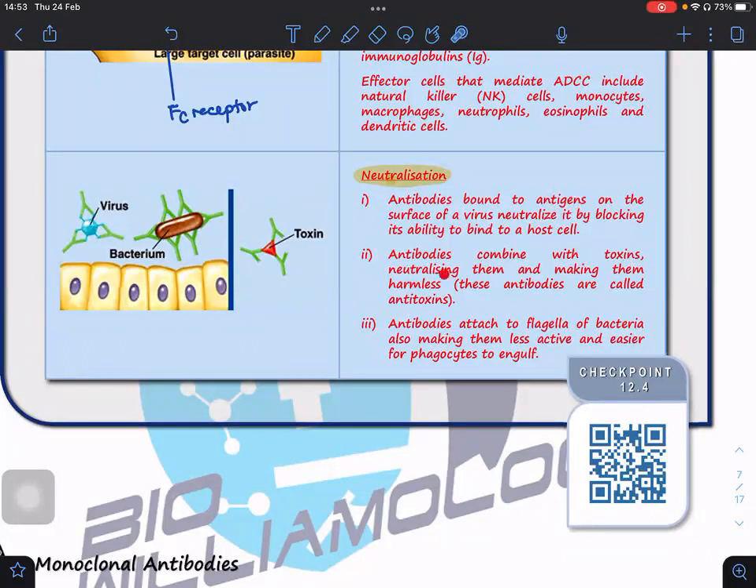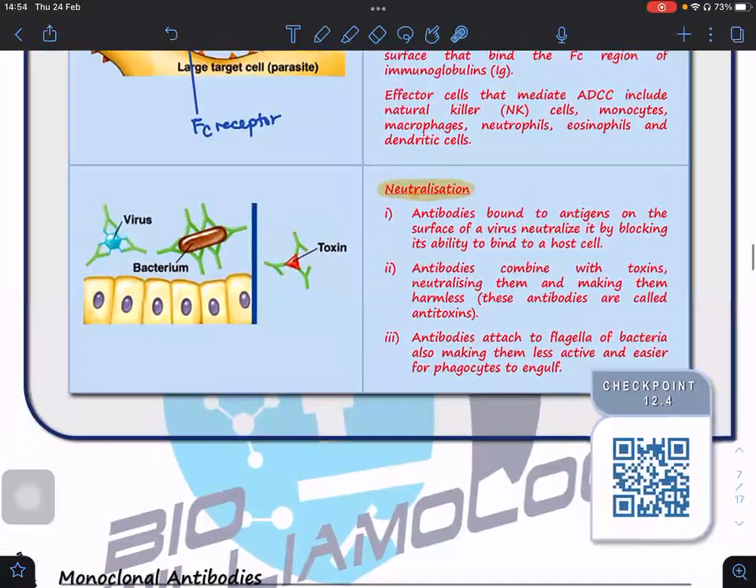Antibody can combine with the toxin, neutralize it, and make it harmless. This kind of antibody is known as an antitoxin. And antibody can attach to the flagella of the bacteria, also making them less active and easier for phagocytosis to engulf them. Okay, so with this, I have done the antibody and the role of the antibody.